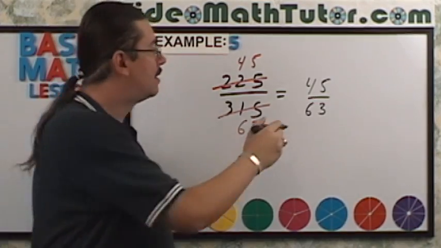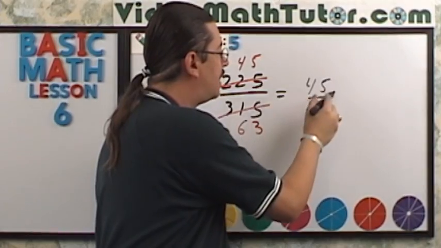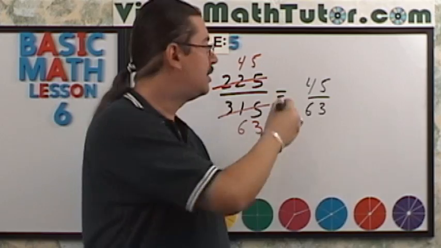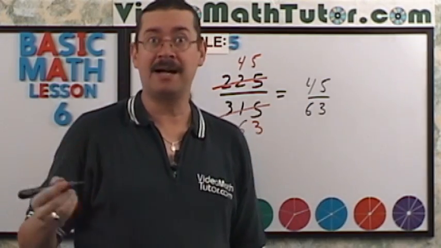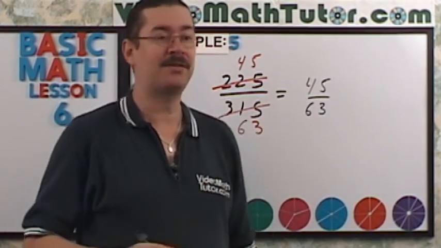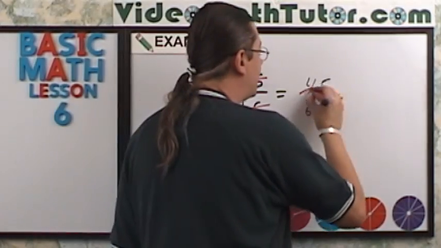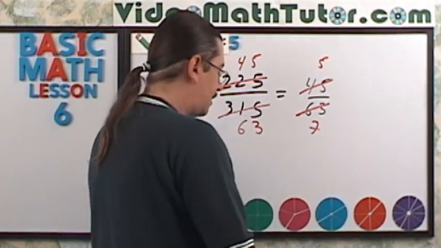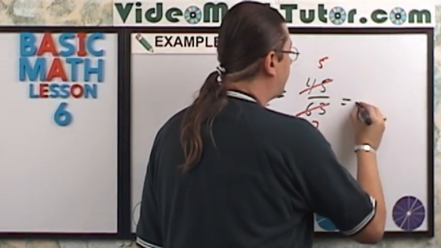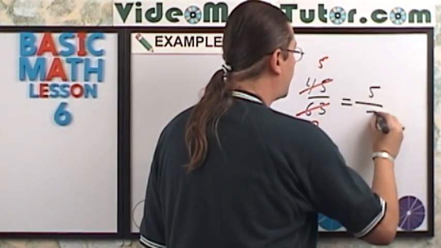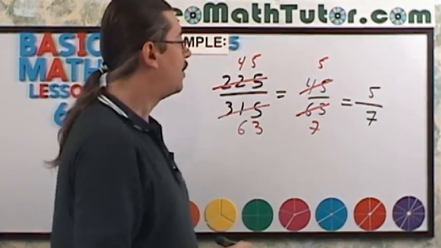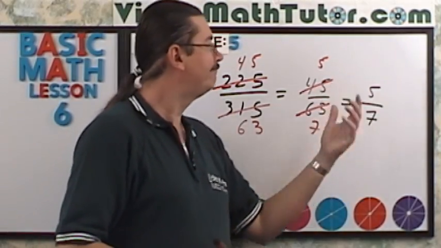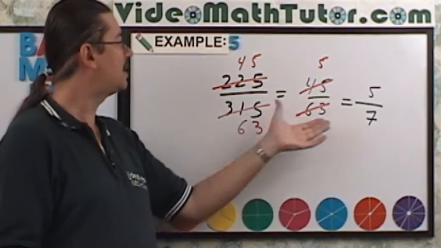What if you add up the digits? 4 plus 5 is 9. 6 plus 3 is 9. There's a rule that says if you add up the digits and you get an answer that's divisible by 9, then that original number is divisible by 9. So I can divide this by 9, and I want to get 5, and divide this by 9, I want to get 7. So I want to get a fraction of 5/7. Can we go even further with this? 5/7, no, that's as far as I can go. So we've reduced our fraction successfully.